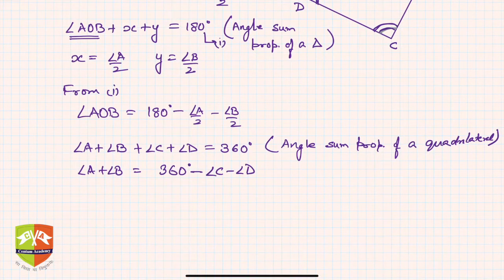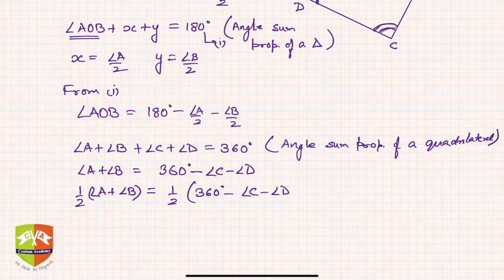This implies, so basically we got A plus B, isn't it? So hence half of angle A plus angle B. And why am I doing this? You'll get to know just now. Half into 360 degrees minus angle C minus angle D, isn't it? Just multiplying both sides of the equation by half. So if you simplify this, you'll get 180 degrees minus C by 2 minus angle D by 2, isn't it? So half angle A plus B is equal to this.